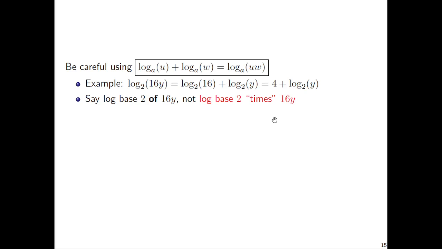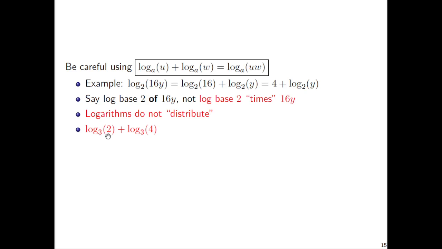Again here, be careful with what you say. Like this is log base 2 of 16y. Sorry, log base 2 of 16y, not log base 2 times 16y. As soon as you start saying times, people start doing all kinds of things that can't be done, like trying to distribute logarithms. So for instance, here's an example of the type of error people make.